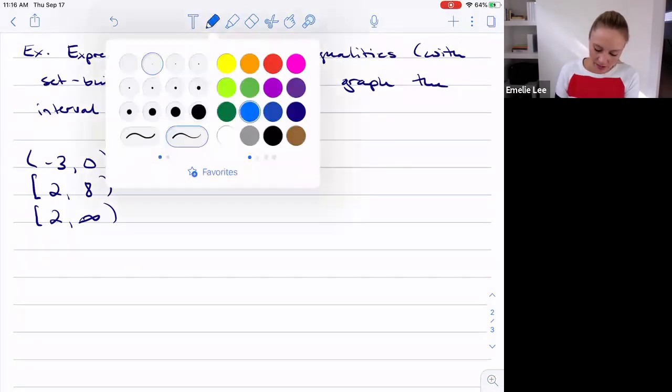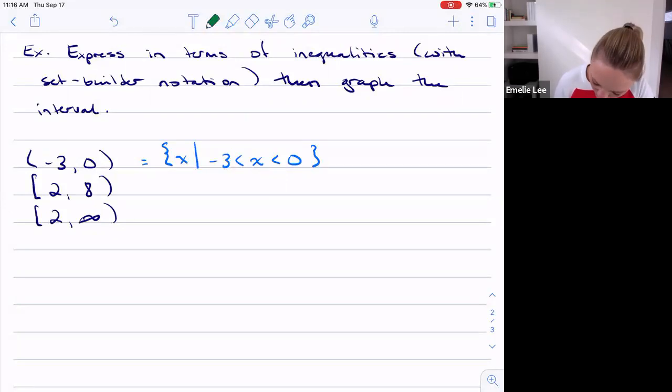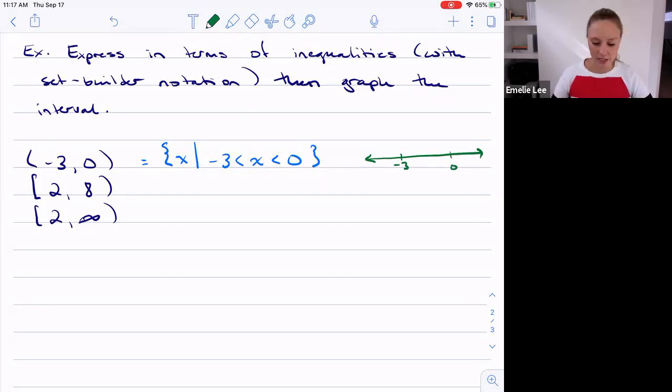How about in terms of our graph? So here, I'll draw my number line, and somewhere on here I'll put -3 and I'll put 0, doesn't matter where. We're just visualizing things. And then to show that it's not inclusive of either of these points, I'll do open dots, and then all the values in between.